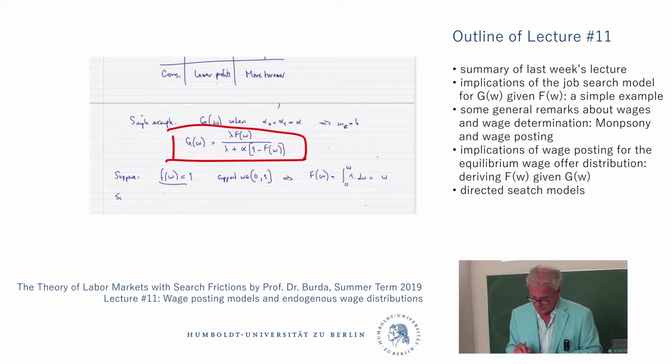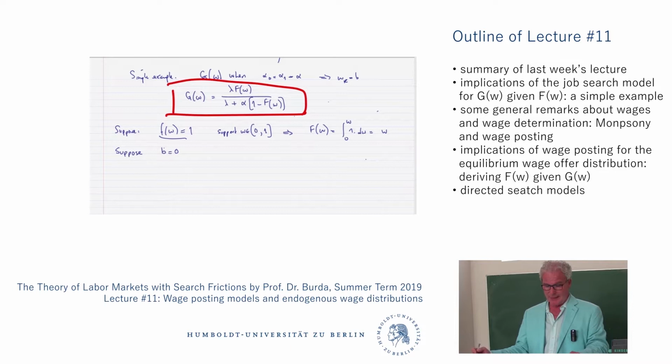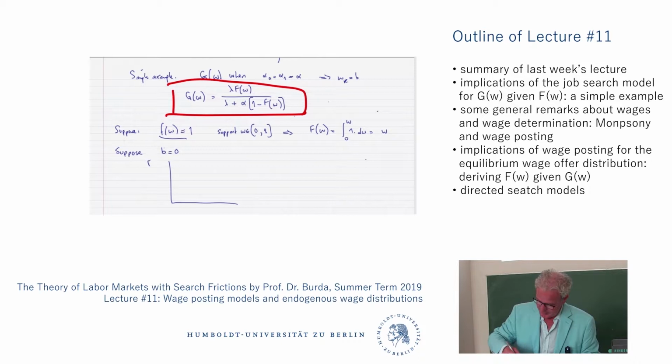Suppose also that the unemployment benefit is equal to 0. Just to get us going, we can fix that in a second. So that means that we can actually draw the CDF for W, for the offer distribution. So F of w, what does it look like? Well, the support goes from 0 to 1. We said that already. So the offers the workers get have a CDF that looks like that. It's just a straight line going from 0 to 1.